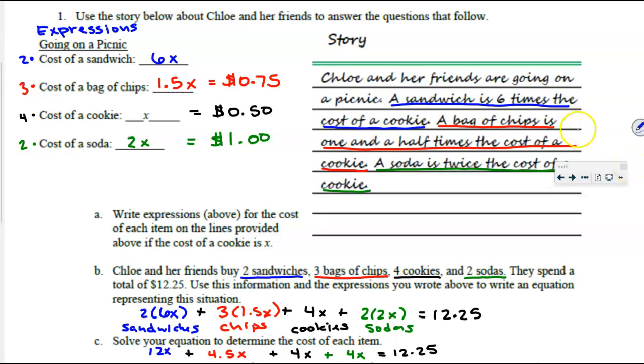And lastly, the cost of a sandwich is 6x. 6 times 50 cents. Lachlan? $3.